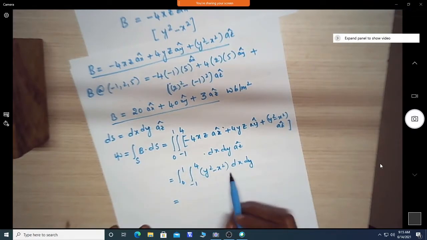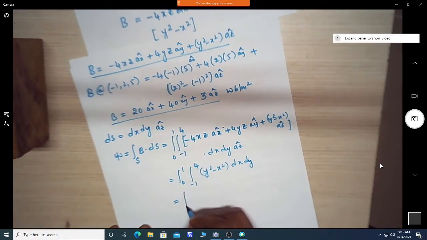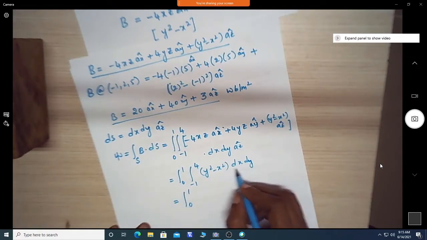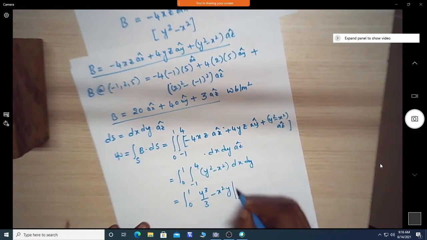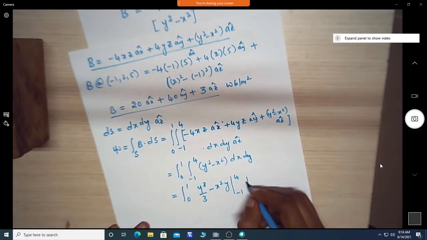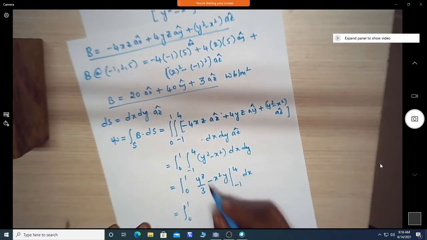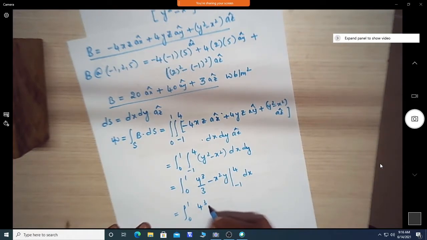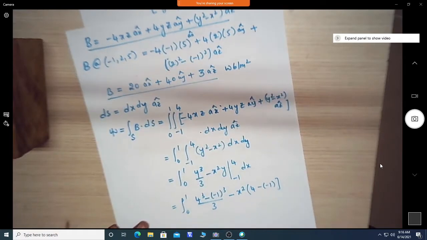Now we can integrate first with respect to x and then y, or first with respect to y and then x, we can do that also. First we will do with respect to y. If you integrate with respect to y, you are going to get y cube by 3 minus x square y. We need to substitute the limits of y, minus 1 to 4, into dx, which goes from 0 to 1. If I substitute 4, that is 4 cube, minus of minus 1 cube, divided by 3, minus x square into 4 minus of minus 1. This into dx.